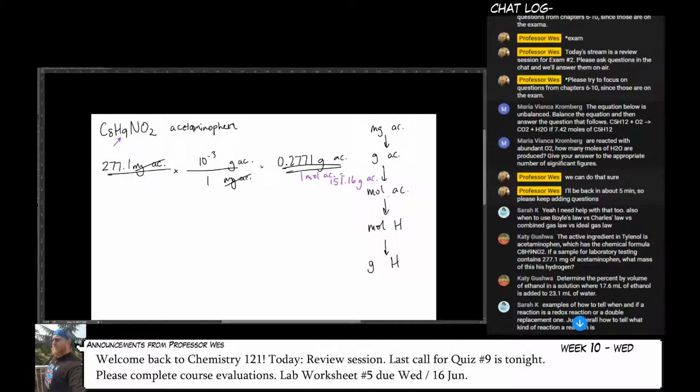And then I need to compare moles of acetaminophen to moles of hydrogen. Well, I already told you that in one of these things, there are 9 of those. So in a mole of acetaminophen, there must be 9 moles of hydrogen. And then finally, in a mole of hydrogen, there must be some number of grams of hydrogen, and that's just off the periodic table.